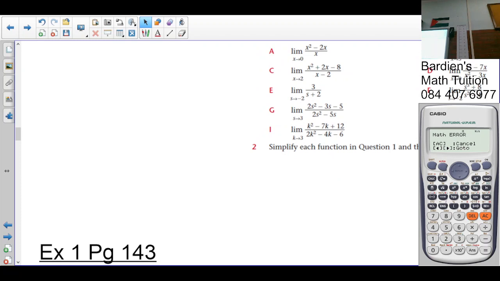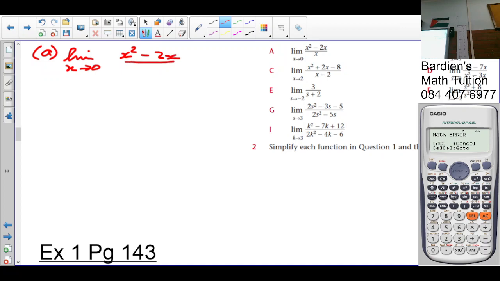Right, let's go. A. We are given the limit as x approaches 0 of x squared minus 2x over x. Now, if I substitute that x value straight, what do you notice? The denominator will be 0. It will be undefined. So what do I have to do first? Factorize. So factorize quickly.